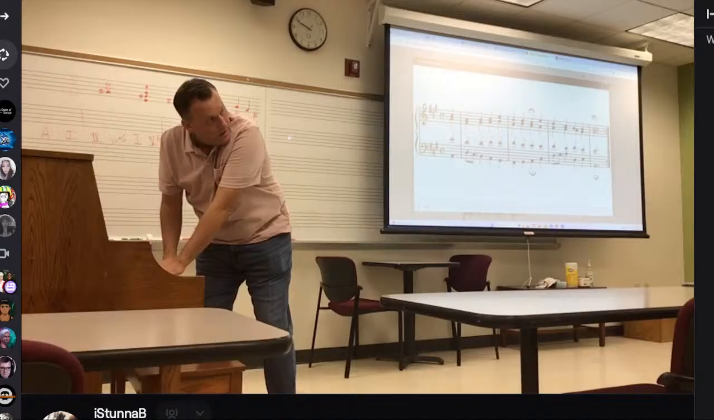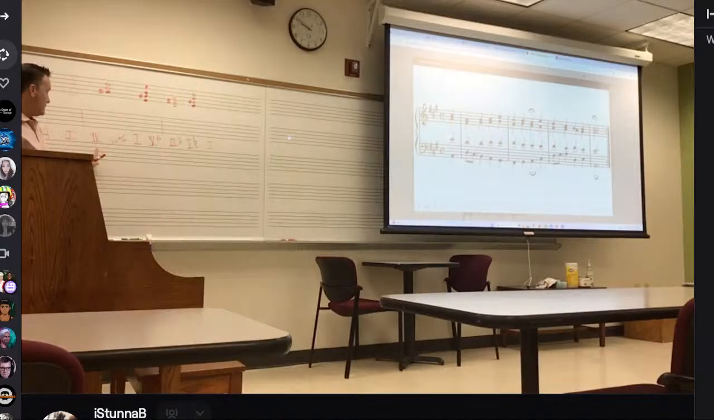Does 1 go to 4? Yes. Does 4 go to 7? Yes. And notice again, he used an inversion there and not root position 7 chords. Does 7 go to 1? Yep. 1 go to 5? 5 go to 4? No, not according to our chart. So that would be a spot where we would need to bracket.